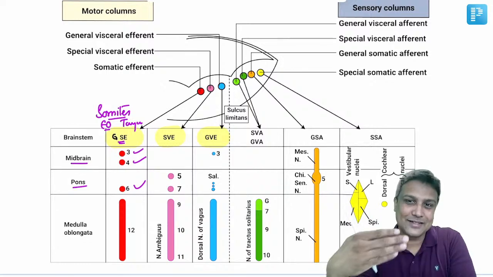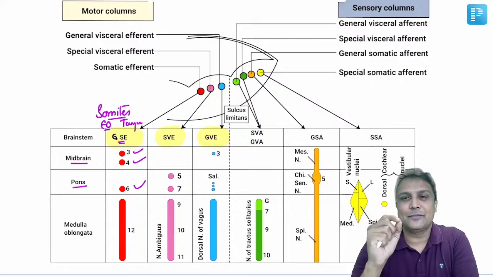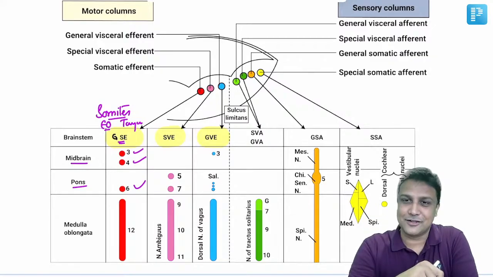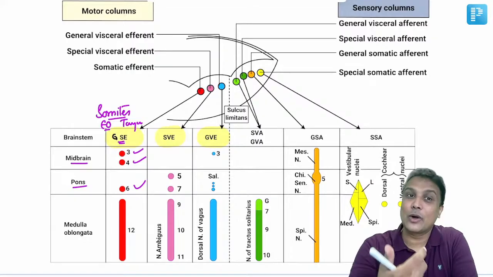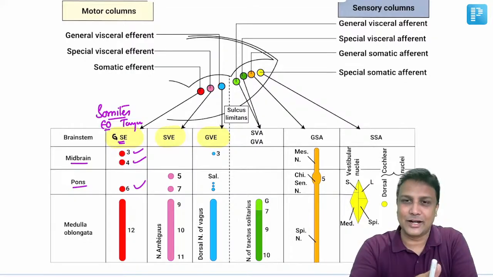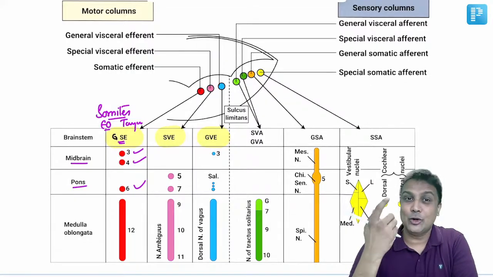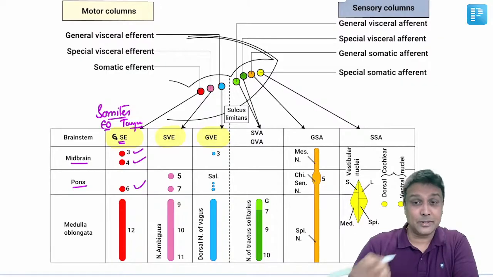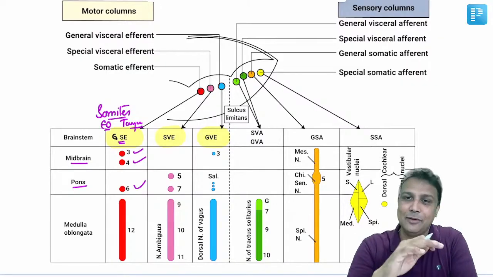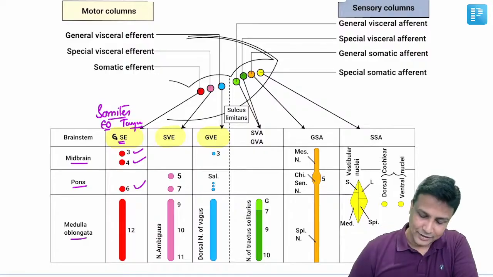Are you understanding the sequencing here? Extraocular muscles are supplied by third nerve, fourth nerve, and sixth nerve. Their nuclei are located where? Third and fourth nerve nuclei will be located in midbrain. Sixth one will be located in the pons. And then I told you another muscle here, which one? Tongue muscle. Tongue muscles are supplied by the hypoglossal nerve. Hypoglossal nerve, the nucleus will be located, of course, in the medulla oblongata.